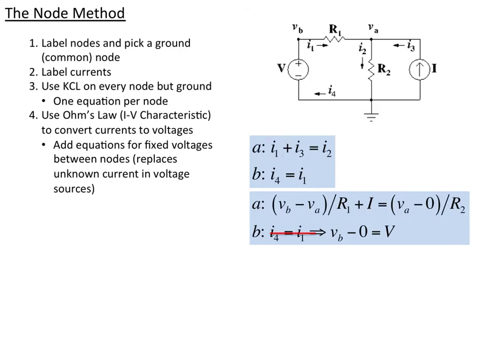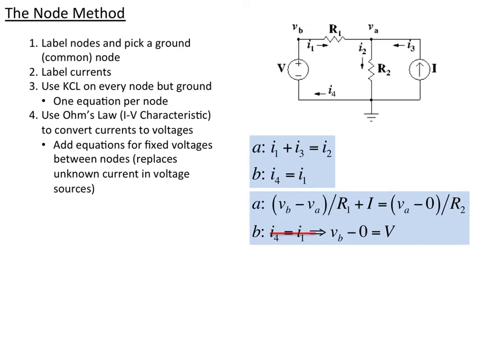Now I can replace the currents with their voltages using the IV characteristic of whatever component. I1 is going to be VB minus VA over R1, and I2 is going to be VA minus 0 over R2. Notice that since I1 is flowing in here, I have to write VB first and VA second. I3 I know directly because I have the current source, so I just replace it with capital I. So that's the first equation, for node A, using Ohm's law and the current source IV characteristic.